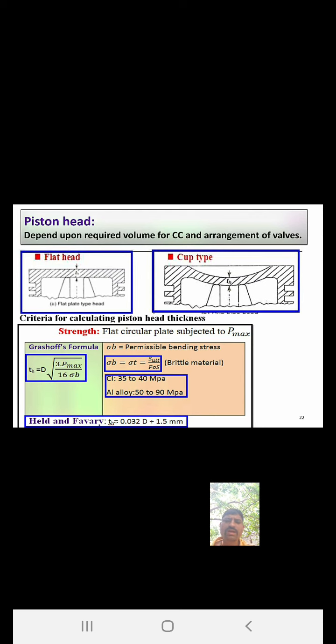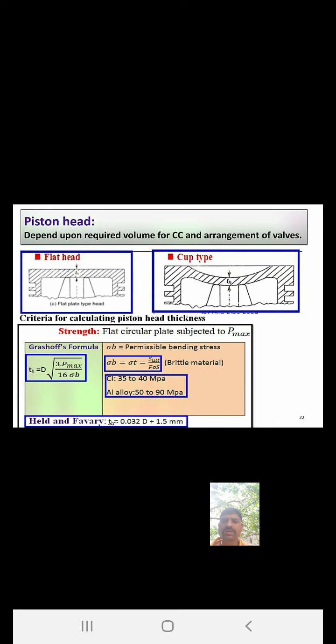Okay, here you will get two values, you will get the strength value, also you will get the heat dissipation value. Out of those two, whichever value is maximum, that value we choose for the design of the piston head or crown. Okay, how to calculate the thickness based on the strength.